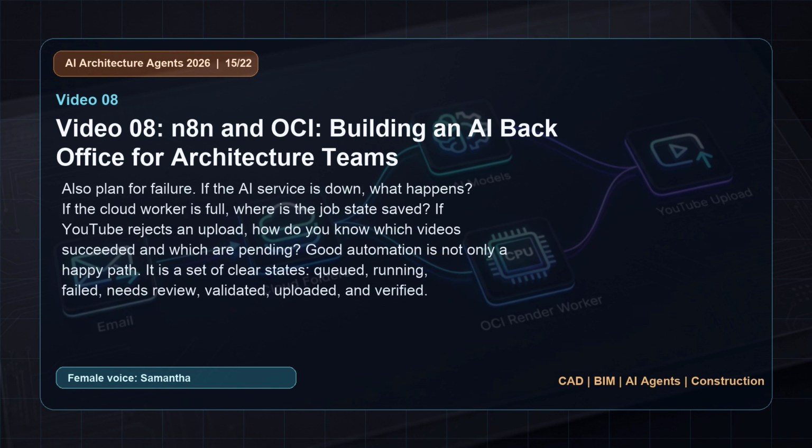Also plan for failure. If the AI service is down, what happens? If the cloud worker is full, where is the job state saved? If YouTube rejects an upload, how do you know which videos succeeded and which are pending? Good automation is not only a happy path, it is a set of clear states. Queued, running, failed, needs review, validated, uploaded, and verified.